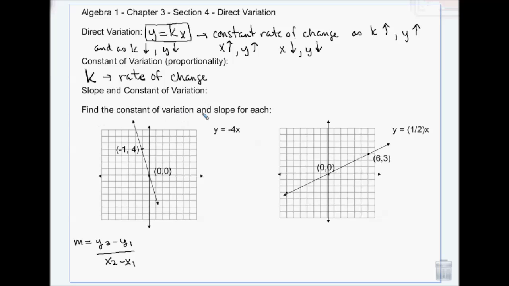Okay, to find the constant of variation for each, we just look at the number that is where k is. So my constant of variation in this one is -4. And in this example, my constant of variation is going to be 1/2. To find the slope, we can use our equation, use our 2 points. I'm going to do 0 minus 4 over 0 minus -1. And I'll get -4 over +1, which is also -4.